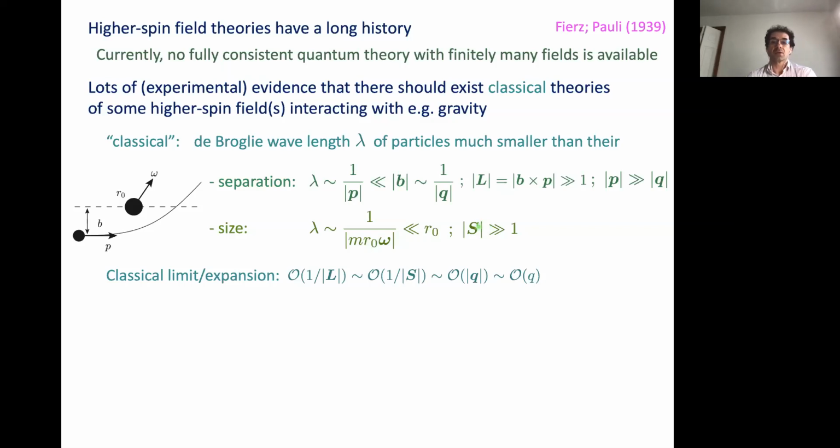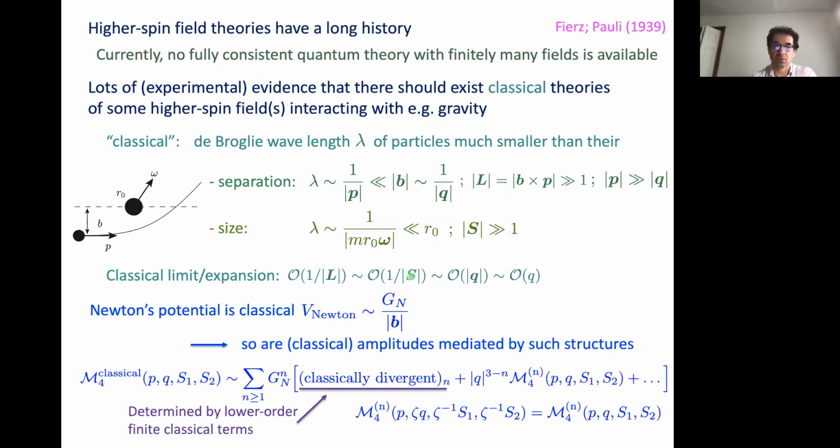So combining this with the fact that the impact parameter from general considerations has to also be large, and the orbital angular momentum of a two-body system has to also be large, it follows that the classical limit of moving particles with spin which exchange momenta of order q has to look like this. L is of the same order as S, which is of the same order as 1 over q. This is sufficient to figure out exactly how these big bodies are supposed to scatter.